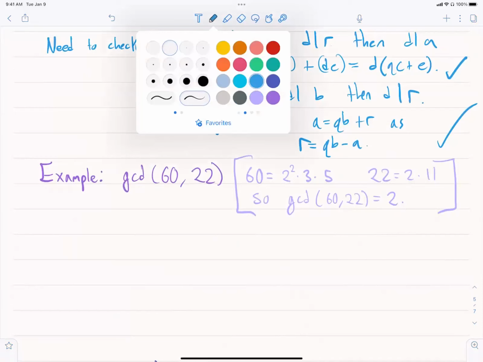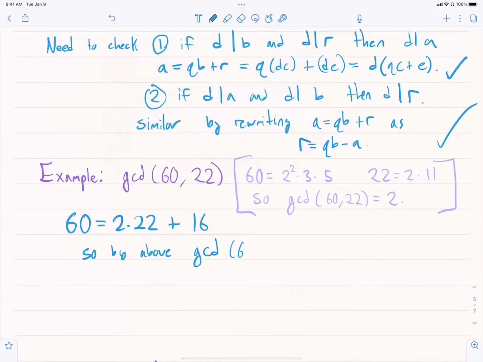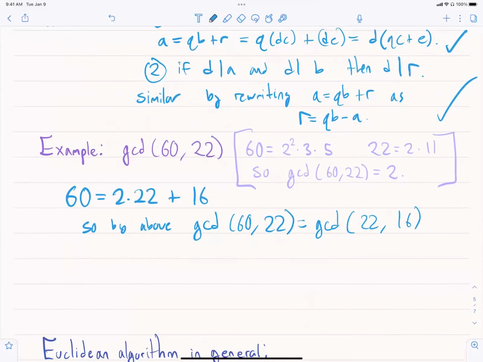Okay, so good. We have 60 is equal to 2 times 22. That gives me 44, so plus 16. So this is my A equals QB plus R. And so by the above, the GCD of 60 and 22 is the same as the GCD of 22 and 16. Then I'm going to do the same thing but with 22 and 16.